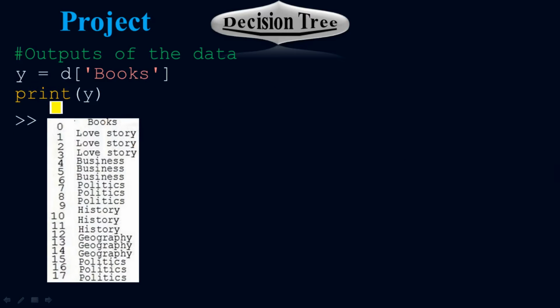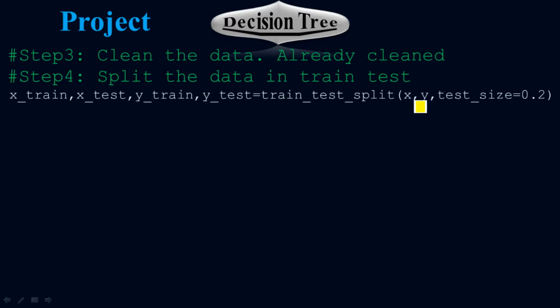This is y, which is the output data. So simply plug in x, y, which is the input data and the output data, with the test size 0.2, which means 20%. 0.2 is the 20%. The test size is 20% and the training size of the data is 80%. So we have allocated 20% for the test and 80% for the training.